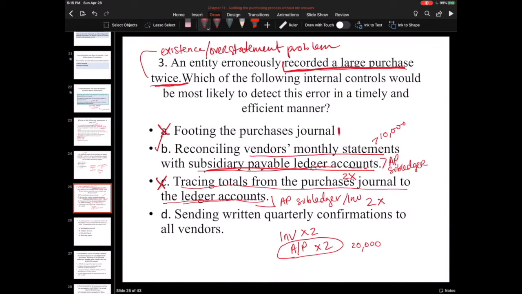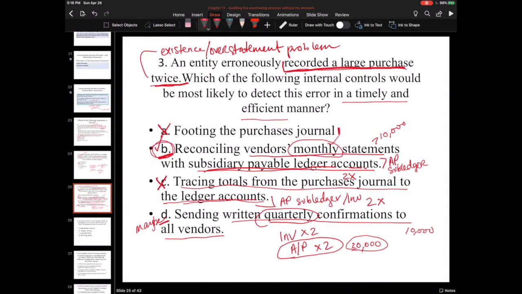And D is sending written quarterly confirmations to all vendors. Okay, so in theory, this could work because I would send my vendor a confirmation saying, hey, I owe you $20,000, right? And they could reply to me saying, no, you actually owe me $10,000. So this is kind of a maybe, and this is where it comes down to the best answer. If I'm looking at B versus D, B is a monthly control, D is a quarterly control. The question mentions timely and efficient. Obviously, the monthly control is happening more often, so I would be able to detect an error much more timely. So that's one reason why B is a better answer.